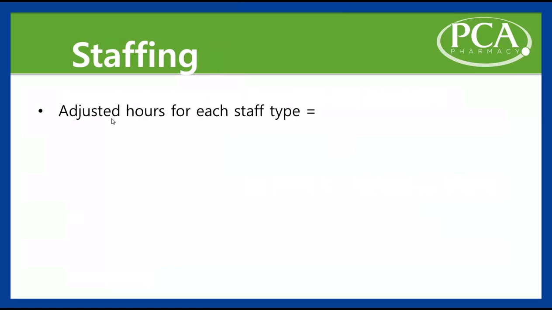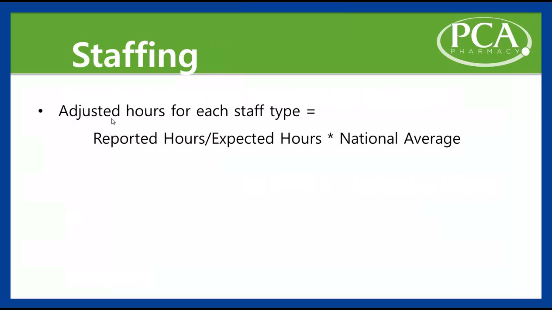Adjusted hours for each staff type: they take the reported hours divided by the expected hours and then multiply it by the national average. The national average is the mean across all facilities for each staffing type. The expected hours are based on the redistribution of the RUG group in the quarter that's closest to the most recent annual, also known as a standard survey. That's when the staffing information is collected, and measures of what the expected hours are for each group are based on CMS 1995 and 1997 staff measurement studies.